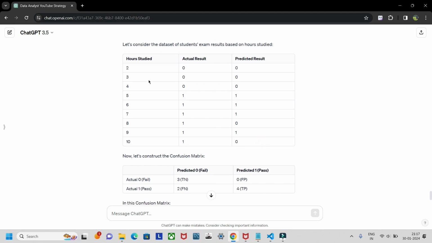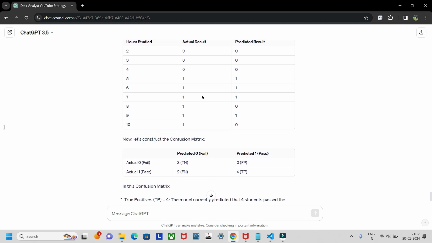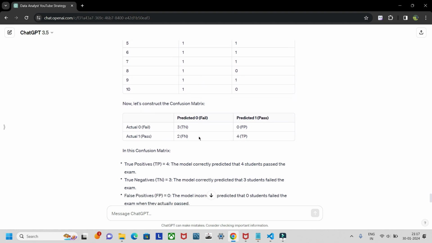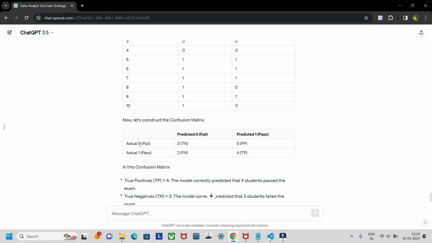Okay, now if you look at the data points, there are a total of 10 data points. So 1, 2, 3, 4, 5, 6, 7, 8, 9, sorry, 9 data points. And the confusion matrix also gives a total of 9 points overall. So in this case, let's see that. We have actual fail, actual pass, and predicted fail and predicted pass. Now if you look at the diagonal going from the top left to the bottom right, those are true positive and true negative.